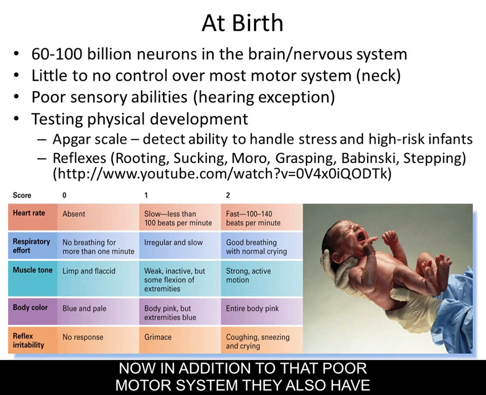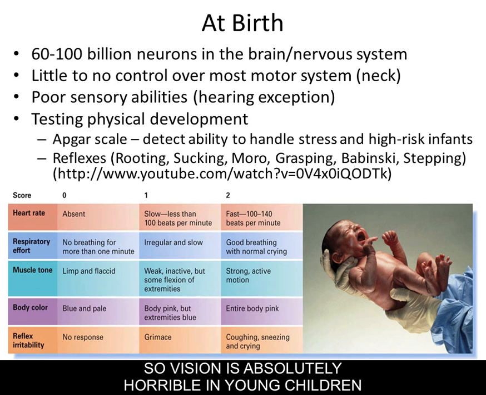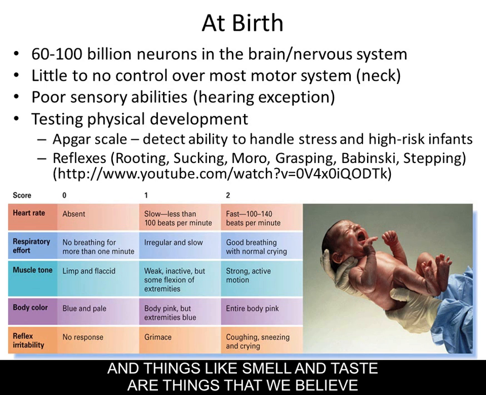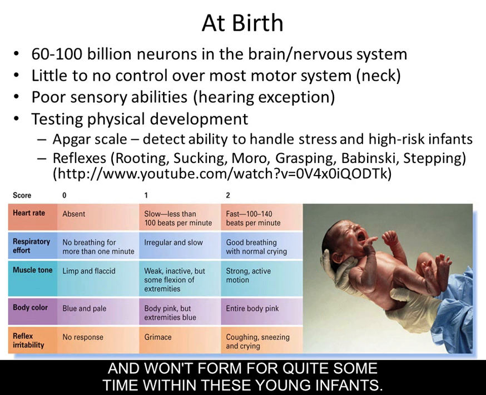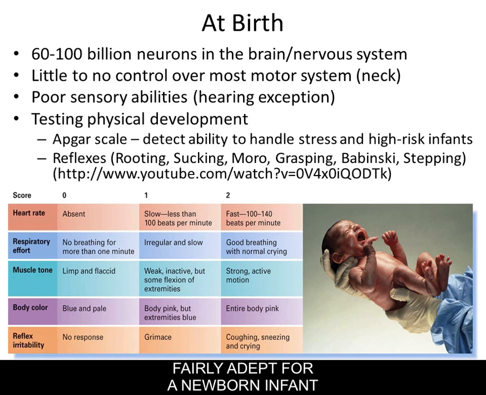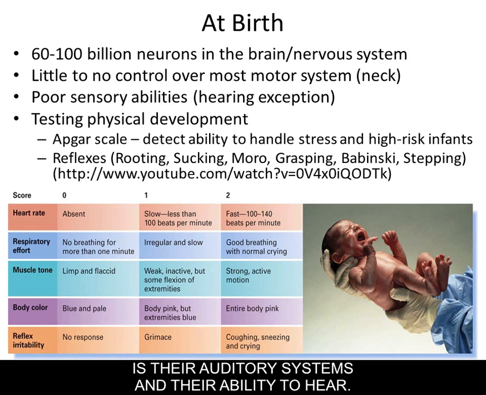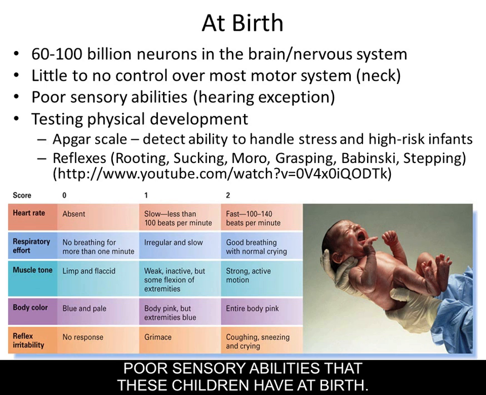Now, in addition to that poor motor system, they also have very poor sensory systems as well. So vision is absolutely horrible in young children, and things like smell and taste are things that we believe really haven't formed for quite some time, and won't form for quite some time within these young infants. The only sensory system that seems to be fairly adept for a newborn infant is their auditory systems, or their ability to hear. And we're going to detail this more in a future class, but it is the one exception to these kind of poor sensory abilities that these children have at birth.